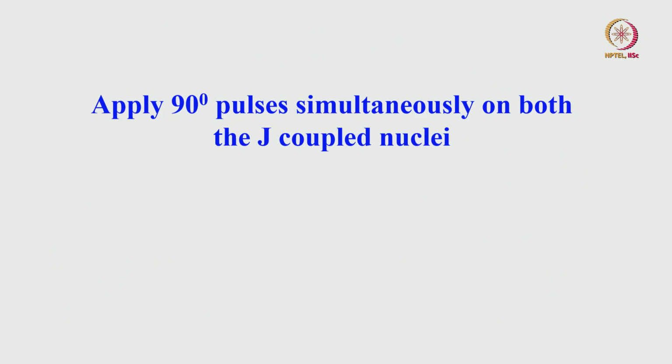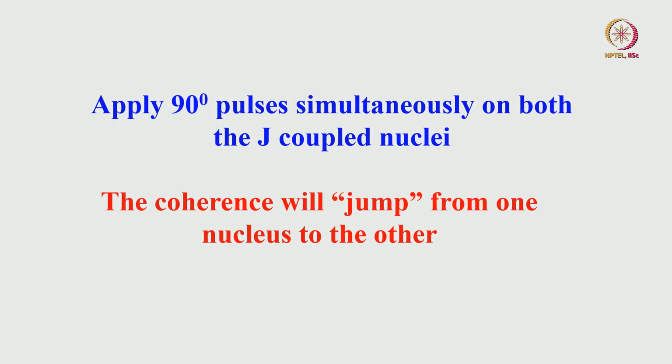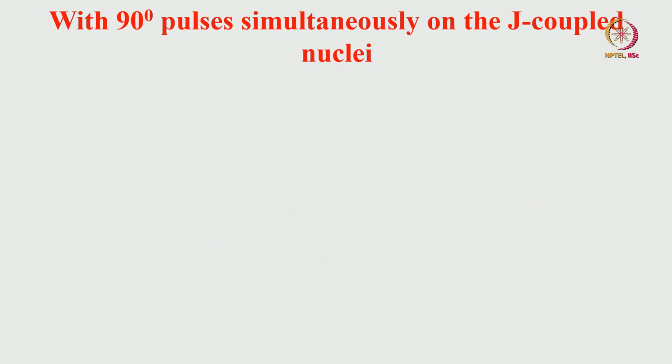Now another thing we will do is, we can apply 90 pulses simultaneously on both the J coupled nuclei. For INEPT, important concept I told you is the spin should be J coupled. We apply 90 pulses simultaneously on both the J coupled spins. Very interesting thing happens. When you apply 90 pulses simultaneously, the coherence will jump from one nucleus to the other. Instead of applying to only one of them, we apply simultaneously. The coherence from X or the proton will jump to carbon 13 nucleus. It is very interesting thing that is going to happen.